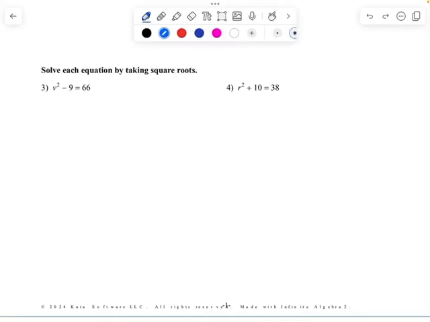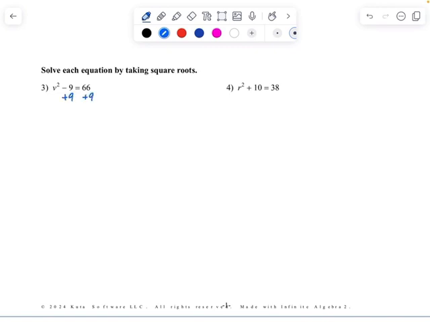I'm going to solve these two equations by taking square roots. The first thing I want to do to take square roots of an equation is to make sure I get that quadratic term all by itself on the left-hand side. So on number 3, the way I'm going to accomplish that is to move the negative 9 over to the right side, which I can do by adding 9 to both sides.